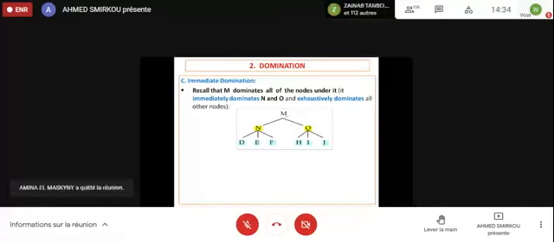M immediately dominates N and O. N immediately dominates D, E, F. O immediately dominates H, I, and J. So immediate dominance is very simple. The first nodes that you get from a node. Now, exhaustive domination here. So we also say M immediately and exhaustively dominates N and O.